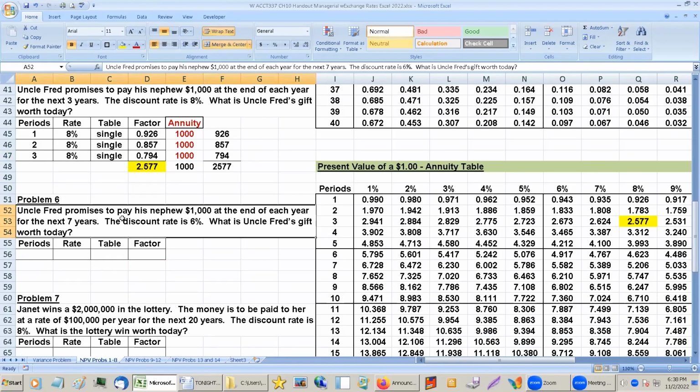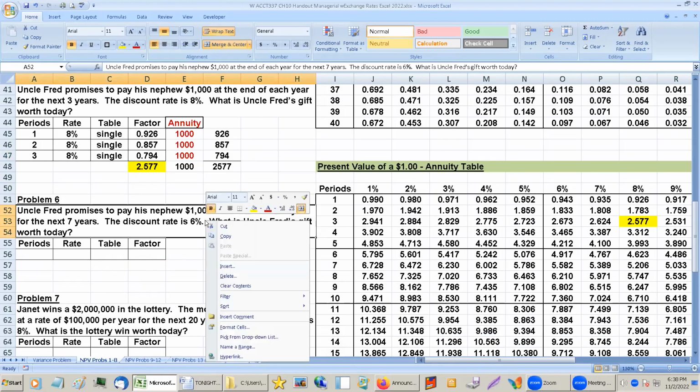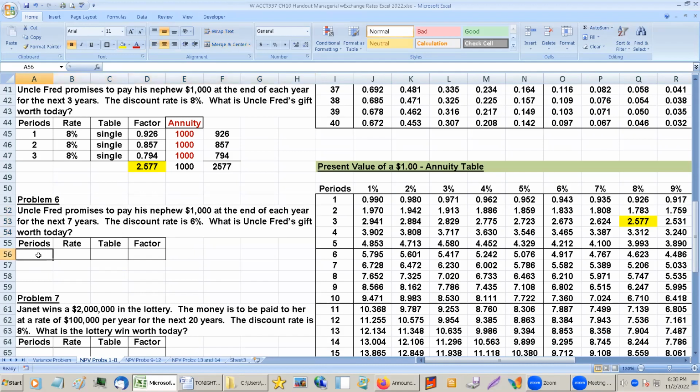For instance, down here, Uncle Fred pays his nephew $1,000 at the end of each year for the next 7 years. The rate is 6%. It could be either table, but we're going to use the annuity table, it's faster. And so we go to 7 periods, 6%.